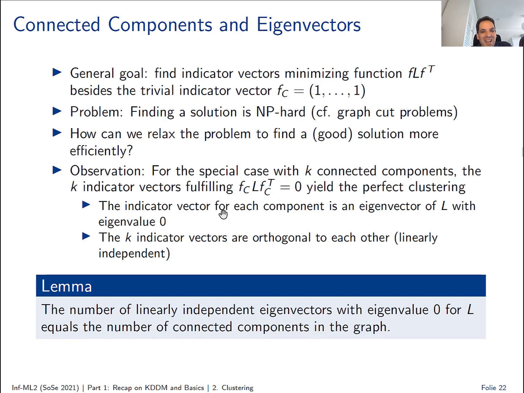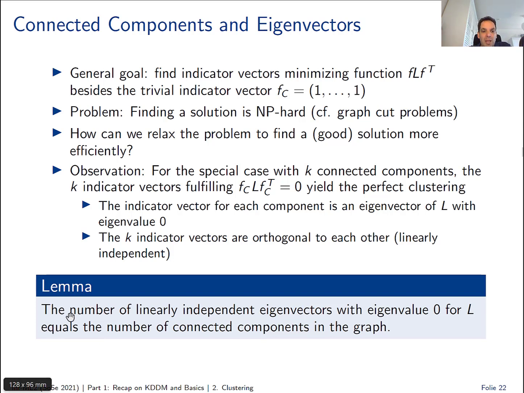So wait a minute, if the indicator vector of each component is an eigenvector of the Laplacian, maybe we just try to get the first k eigenvalues of 0 in the best case. But if the eigenvalues are not 0, meaning that there is no perfect cut because we don't have k connected components in the graph, we could just take the eigenvectors of the Laplacian with the smallest eigenvalues. They should give us the best k components out of this graph, right? And that is exactly the idea.